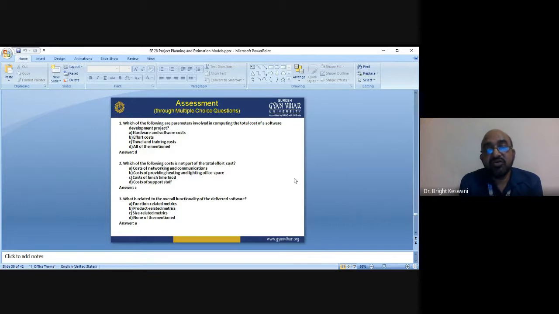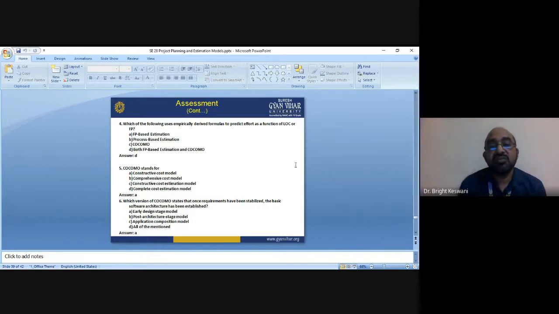In the second question, which of the following costs is not part of the total effort cost? Cost of networking and accommodation is one thing. Cost of providing heating and lighting of a space is a different thing. Cost of lunchtime food is the right answer. The fourth option is cost of support staff. So the right answer is C, cost of lunchtime food. In the next question, what is related to the overall functionality of the delivered software? The options are function related metrics, product related metrics, size related metrics, or none of the mentioned. So the right answer is function oriented metrics.